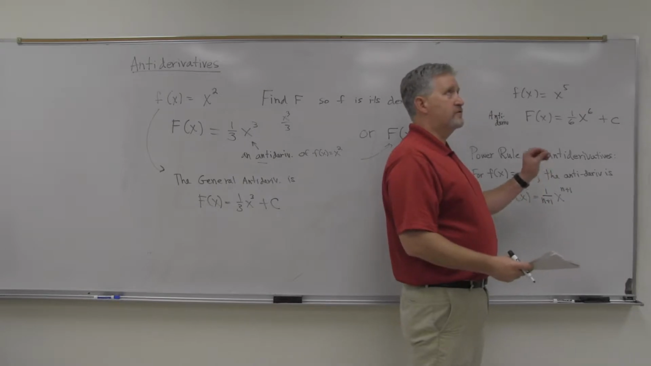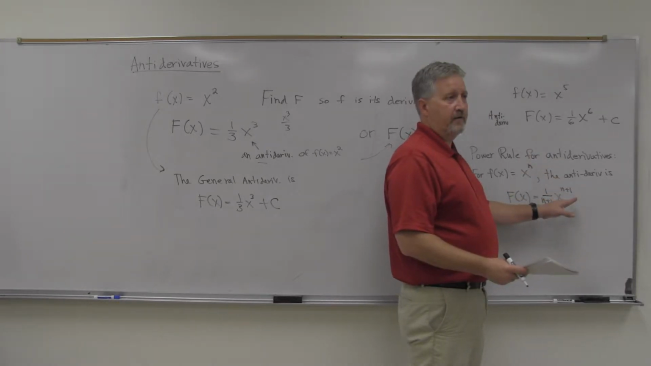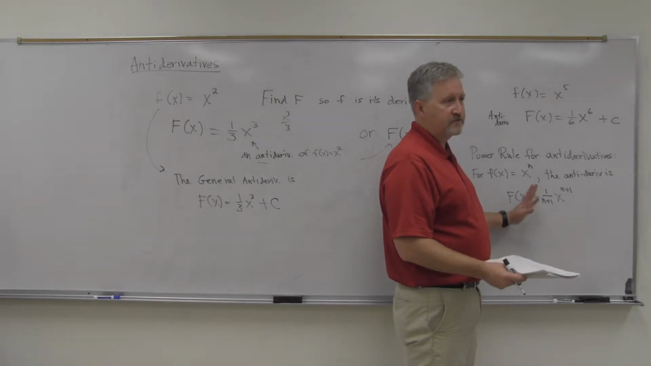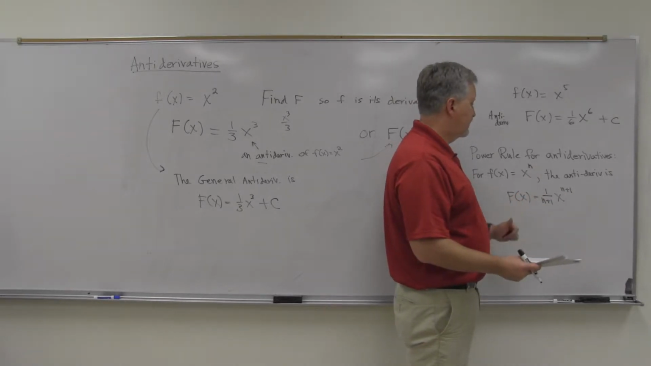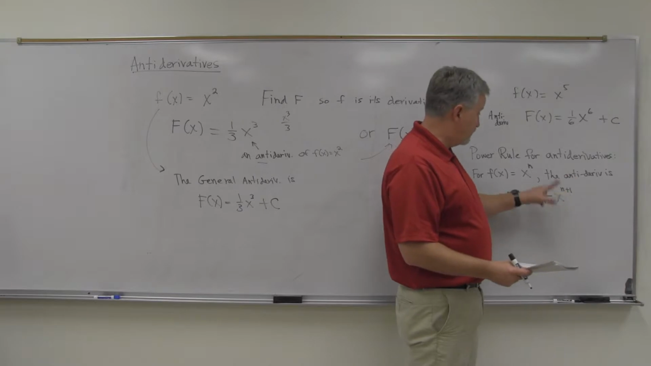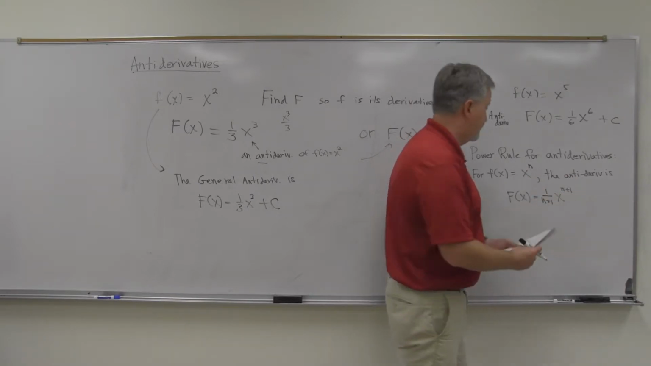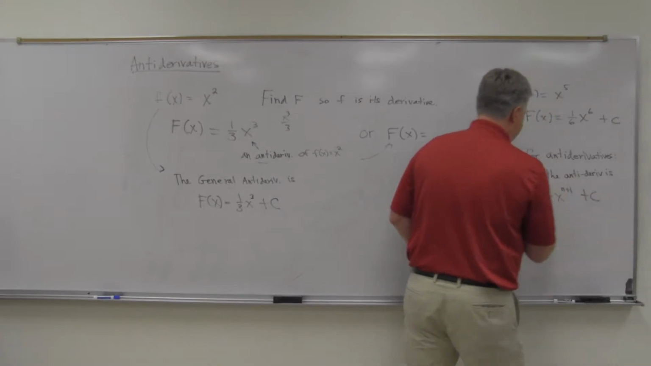In derivatives, you bring down the old power and make a new power. Well, in antiderivatives, you make the new power and then divide by that same power. So it's kind of different that way too. But anyway, that's the process. And I add 1 instead of subtract 1, and then I divide by that new power, and then don't forget your plus c.